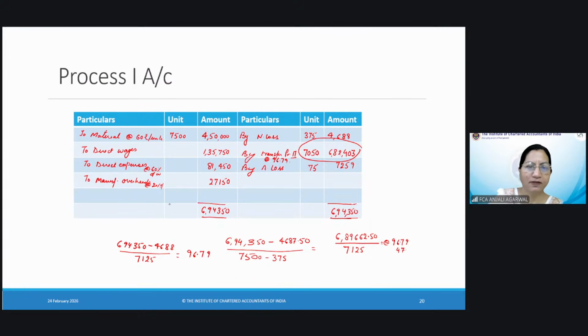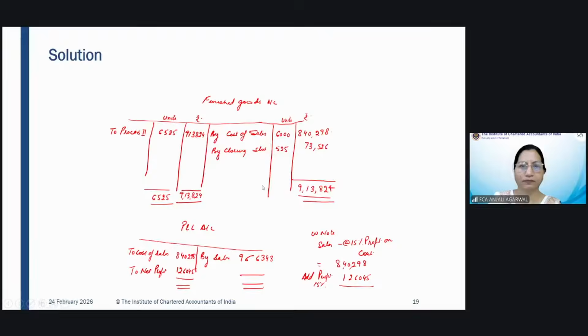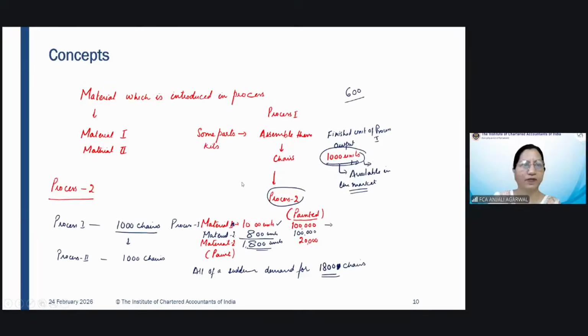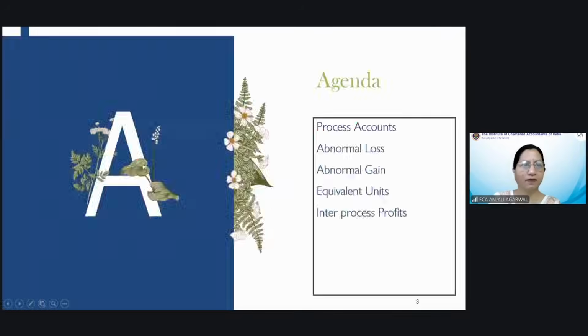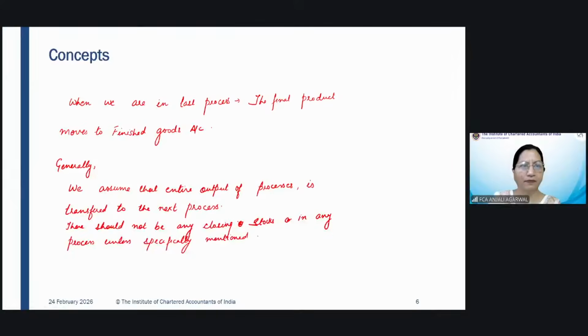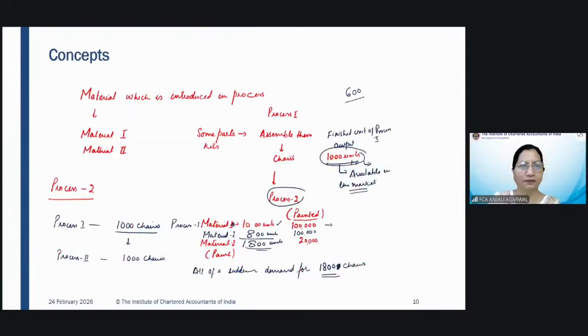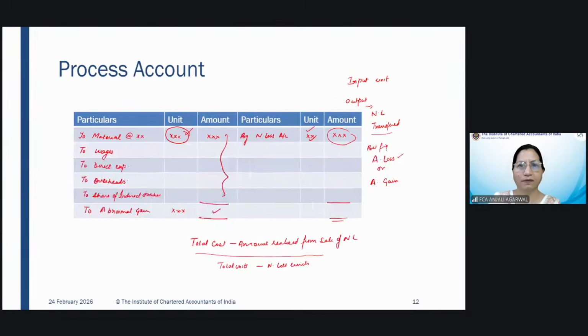See, yes, this is the first class you mentioned correctly, but in today's starting proforma for the process account, you mentioned abnormal loss on the debit side. That's why I'm confused. Wait. Yes, ma'am. This is clear? Yes, ma'am. Today's class, right? The starting proforma. Yes, ma'am.